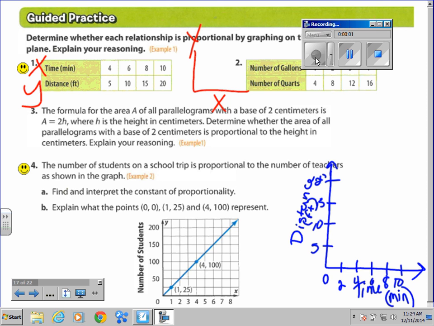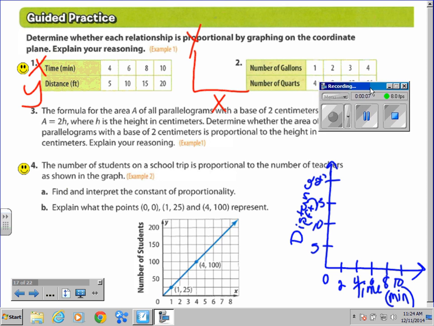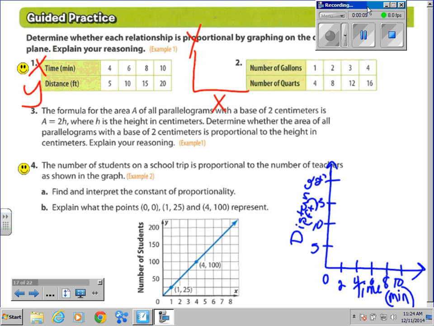For number 1, it says determine whether each relationship is proportional by graphing on the coordinate plane. Explain your reasoning. So I drew out the graph down here in the bottom right of the screen. Reminder, this is your x, this is your y values, this is your y, and this is your x-axis. So then you would know where to graph everything else. Make sure you label your time, your first ordered pair.